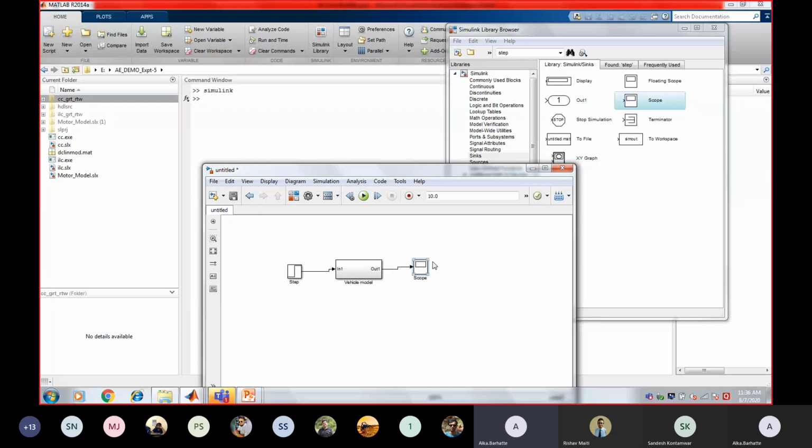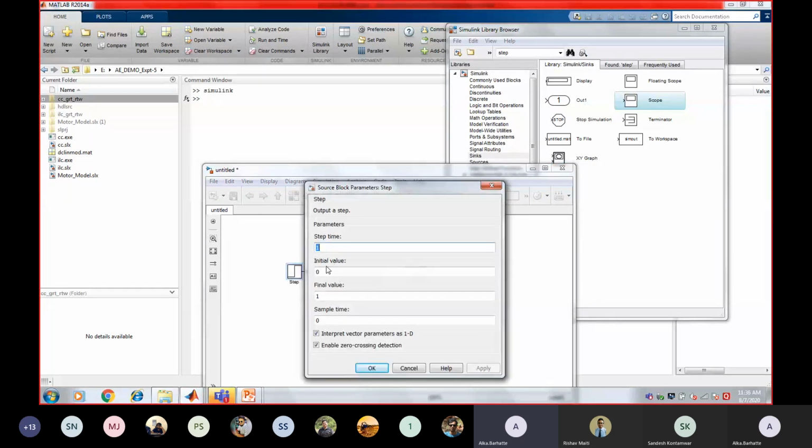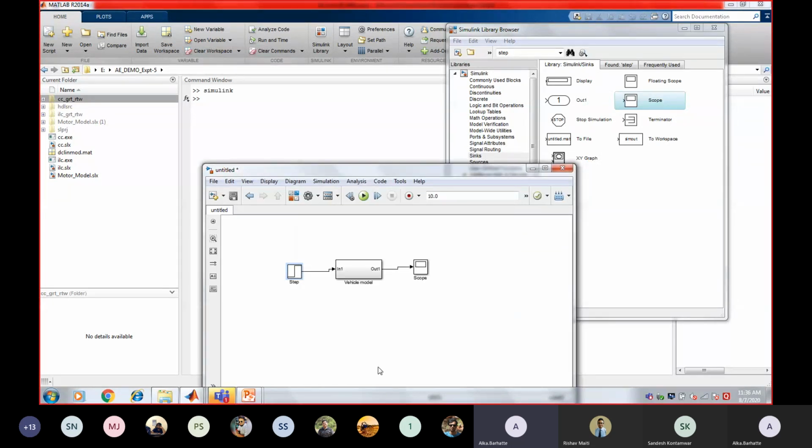And the expected output. The throttle angle step time you can change: after what time duration, after how many samples you want to change the value from initially 0 to the final set value. So that is representing your step time. I'll consider that as 5, and the final value as pi by 6. We are assuming that as the throttle angle.